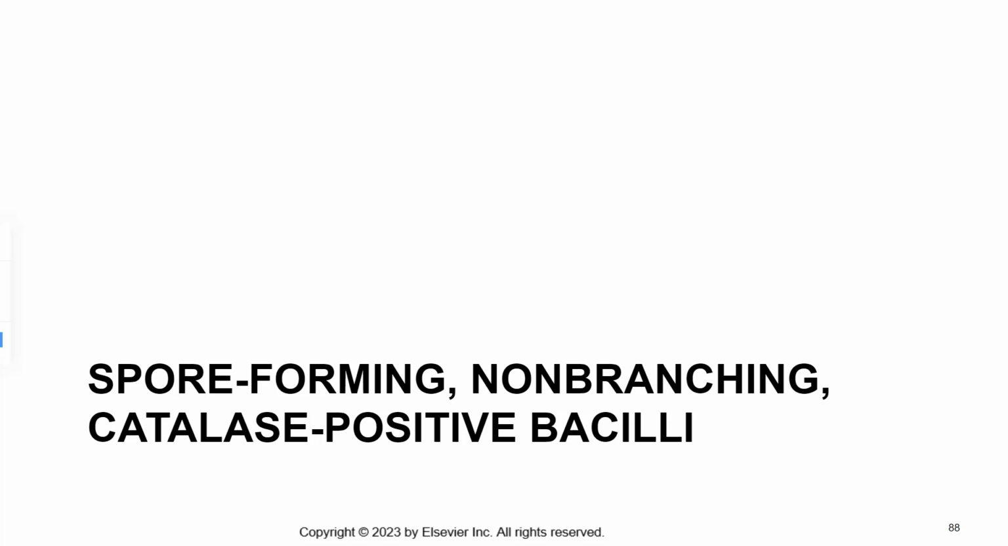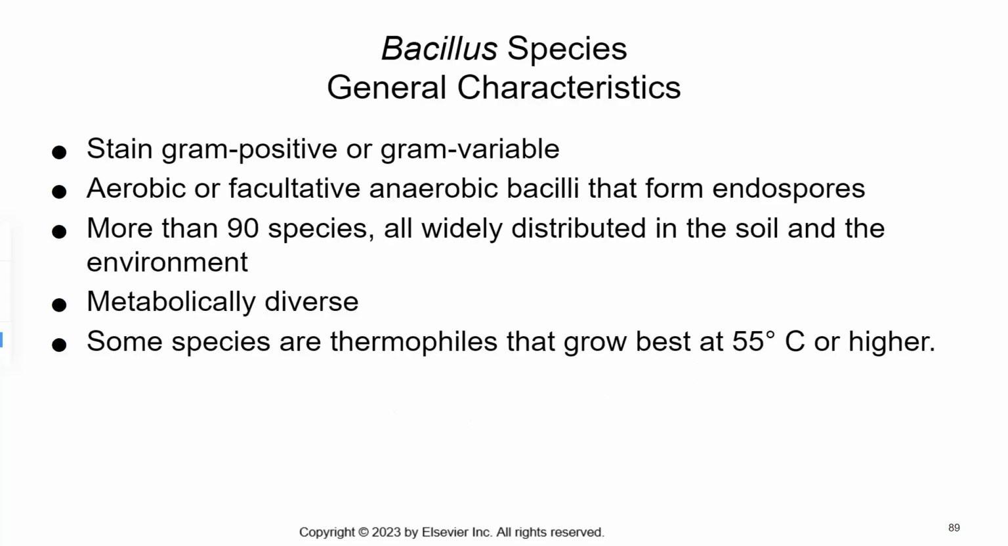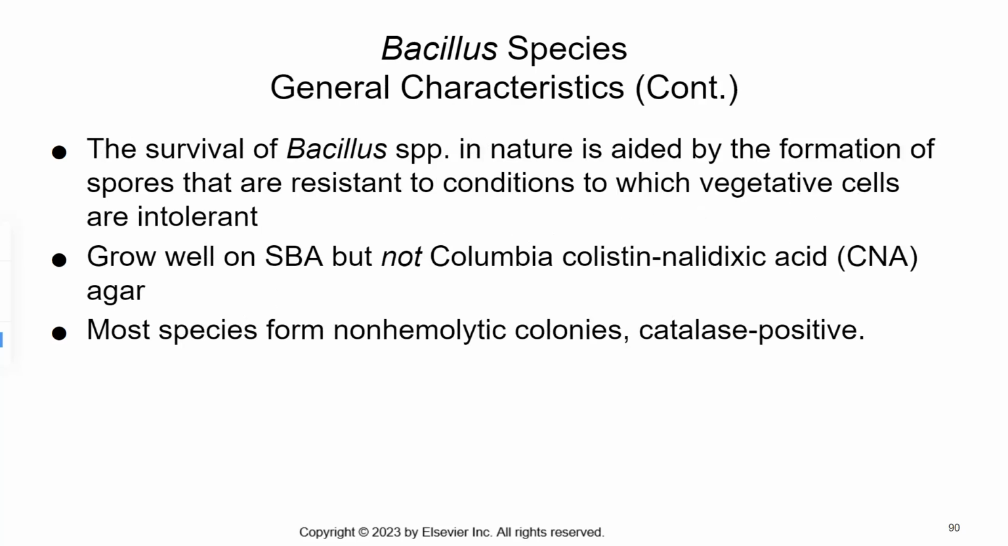Spore-forming non-branching catalase-positive bacilli. So Bacillus species stain gram-positive or gram-variable, and are aerobic or facultatively anaerobic bacteria that form endospores. There are more than 90 species and all are widely distributed in the soil and the environment. Metabolically diverse, some species are thermophiles that grow best at 55 degrees Celsius or higher. The survival of Bacillus species in nature is aided by the formation of spores that are resistant to conditions to which vegetative cells are intolerant.